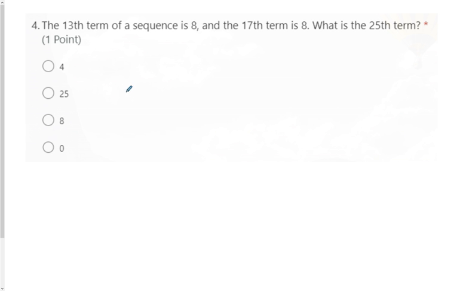Let's check out number 4. Number 4 is actually a pretty quick one. The 13th term is 8. The 17th term is 8. What's the 25th term? If this is an arithmetic sequence, it looks like the numbers don't change, so that would mean the common difference is 0. If it's a geometric sequence, the numbers don't change, so that would mean the common ratio is 1. You multiply by 1 each time and it doesn't change. Either way, it doesn't change. So our 25th term is also going to be 8.